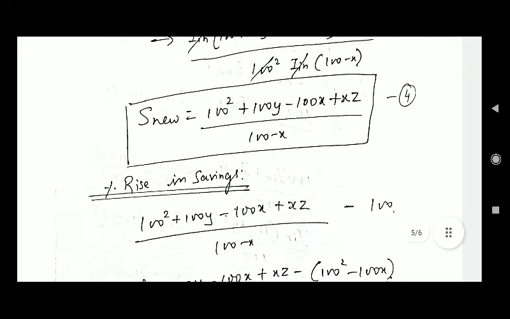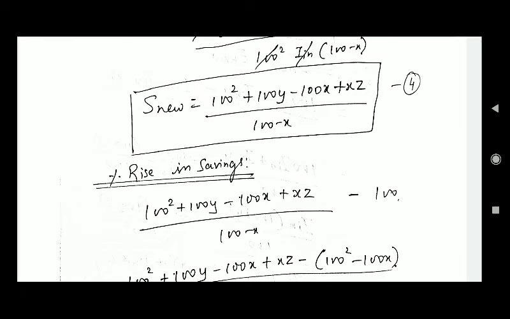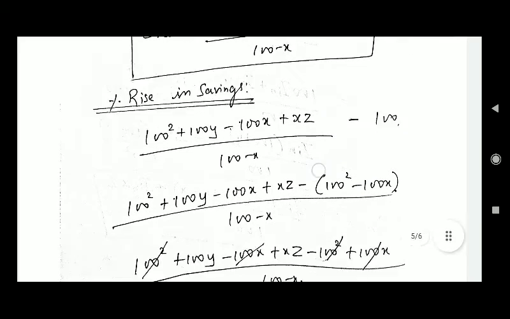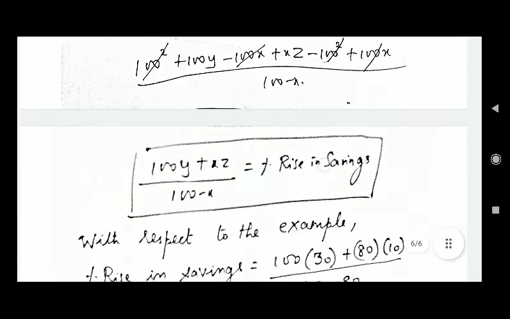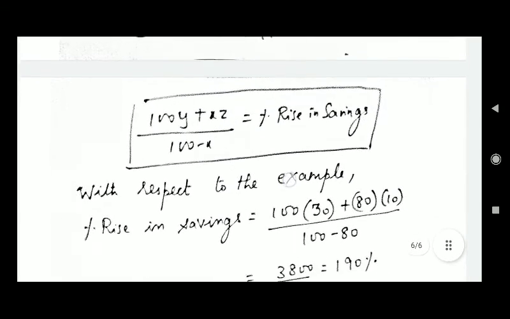Now we will find the percentage rise in savings. Since this is an obvious case of rise in savings, the percentage rise in savings will be the difference between the one given by equation number 4 and 100. So when 100 is subtracted from the expression given in equation 4, we get the final value to be 100y plus xz by 100 minus x. This is the formula for percentage rise in savings.